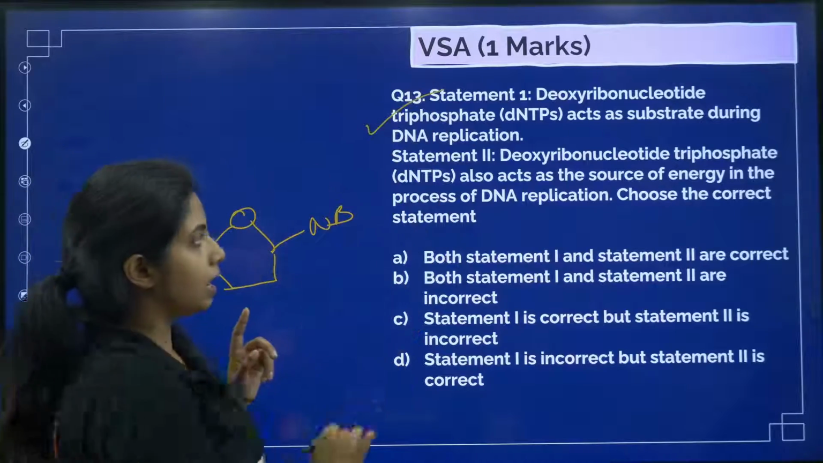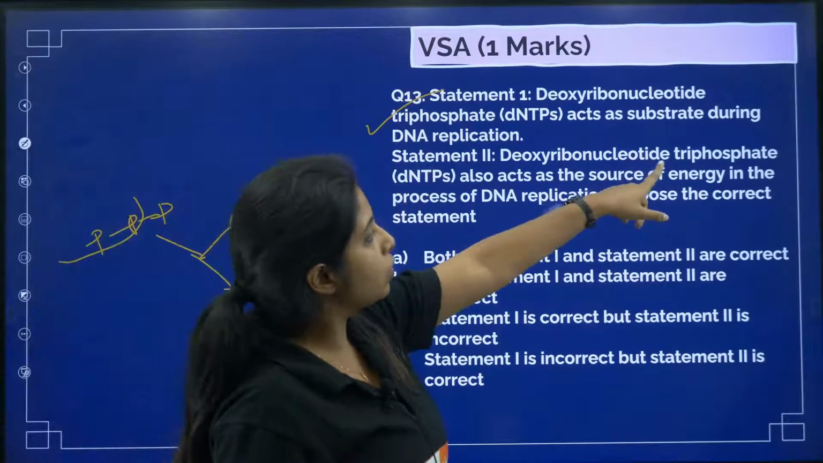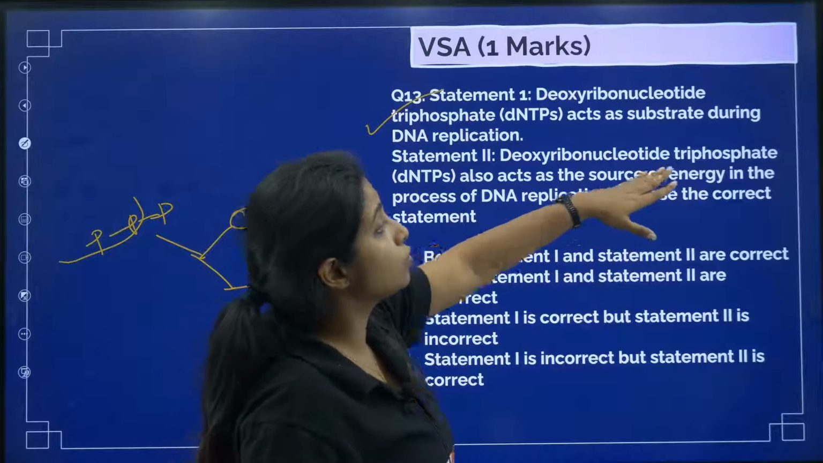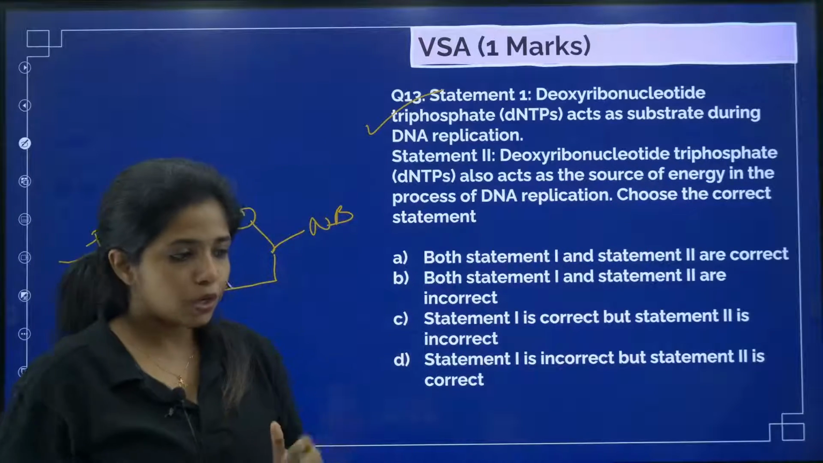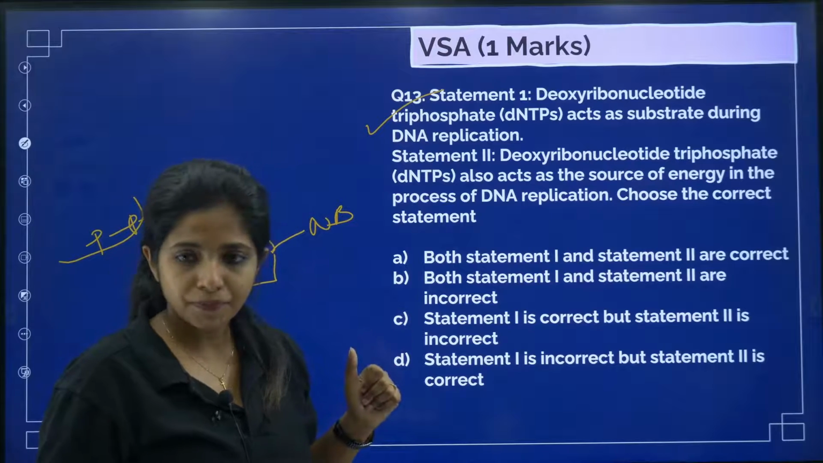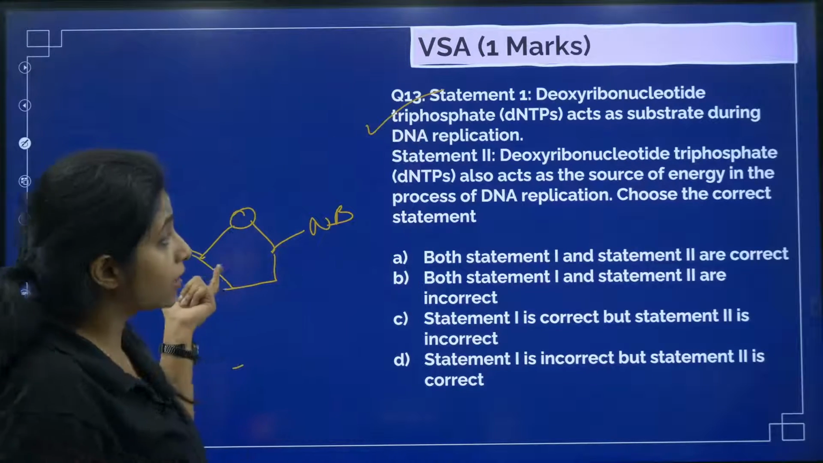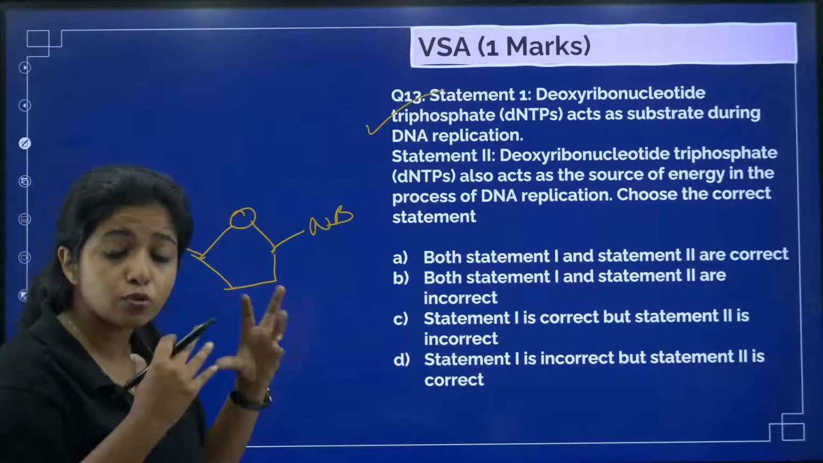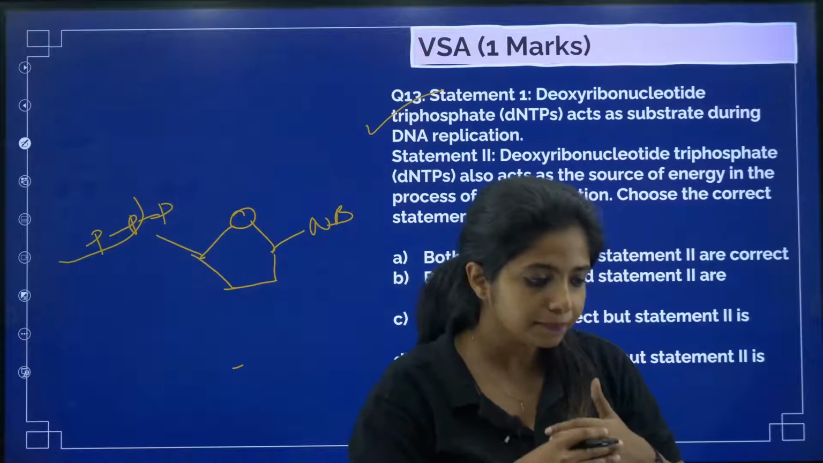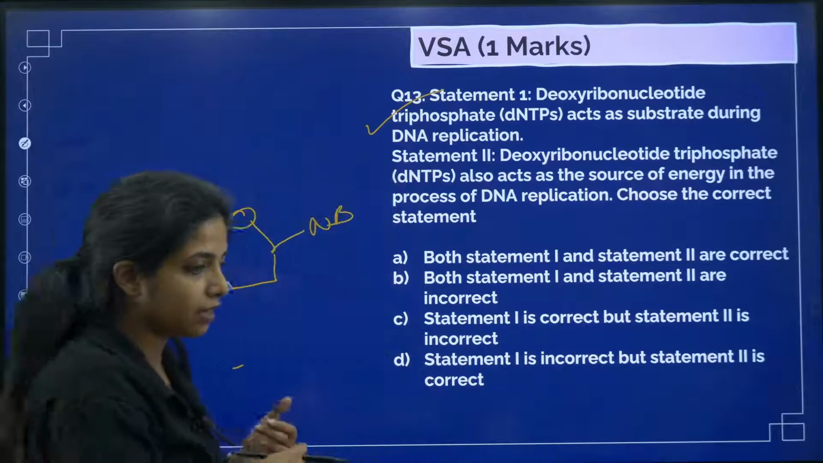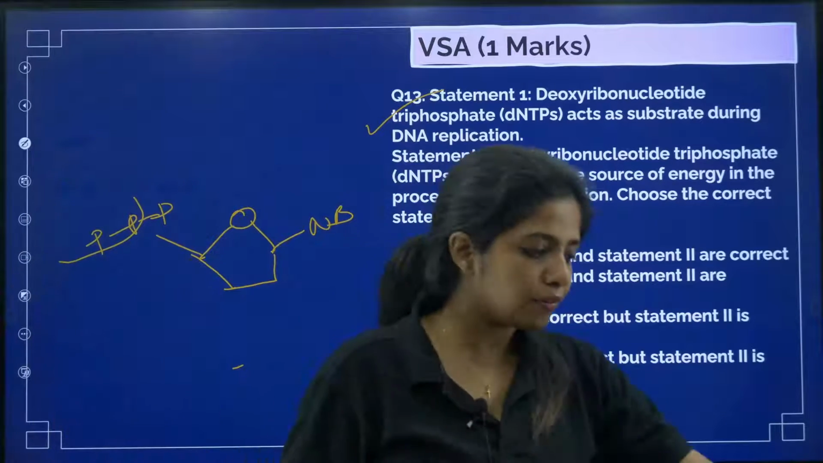This statement is correct. What about statement 2? Deoxynucleotide triphosphate also acts as a source of energy in the process of DNA replication. Choose the correct statement. Do you think the second statement is also correct? It says that this particular thing that you see is also going to act like a source of energy for DNA replication. Do you think it is correct? Tell me in the comment section. Come on, where are you all?